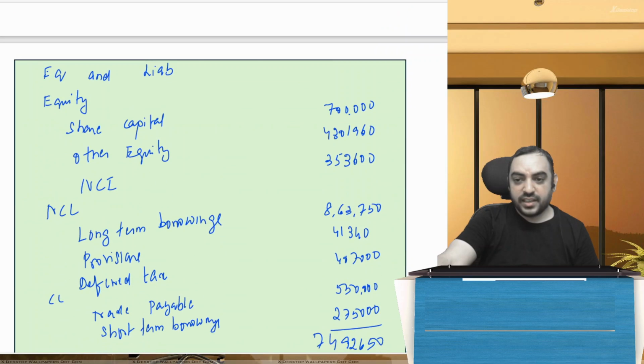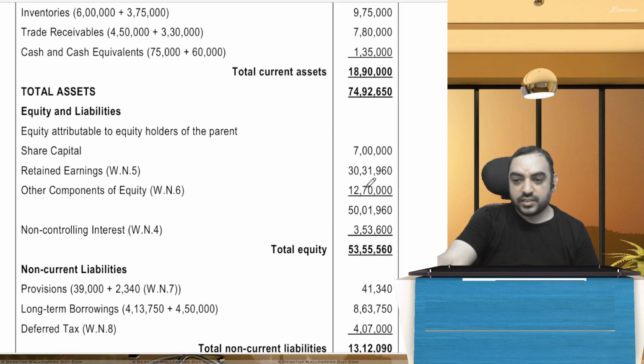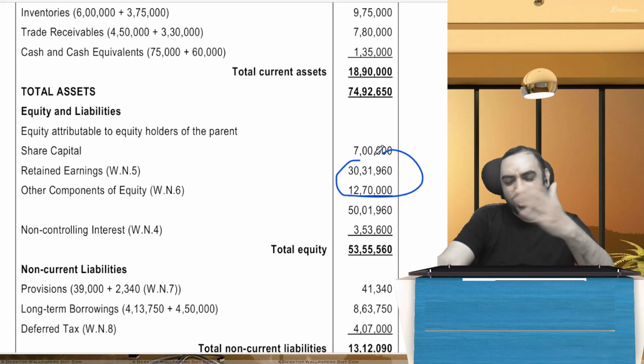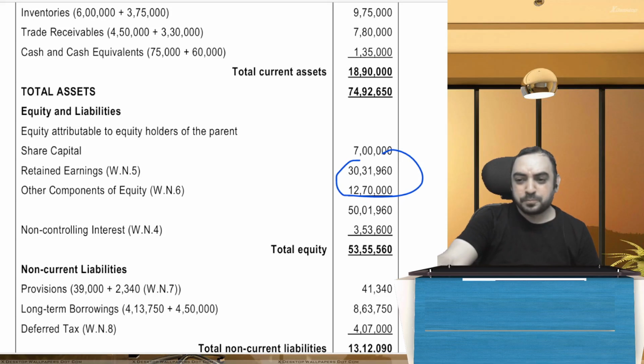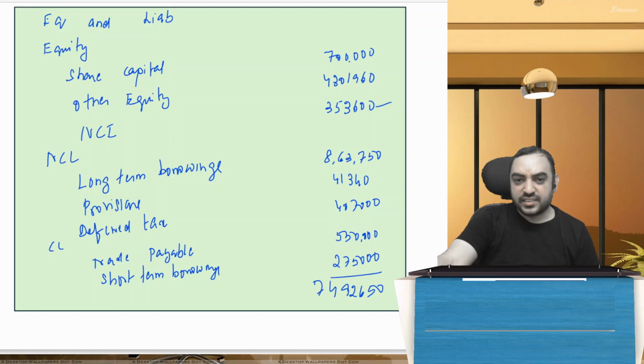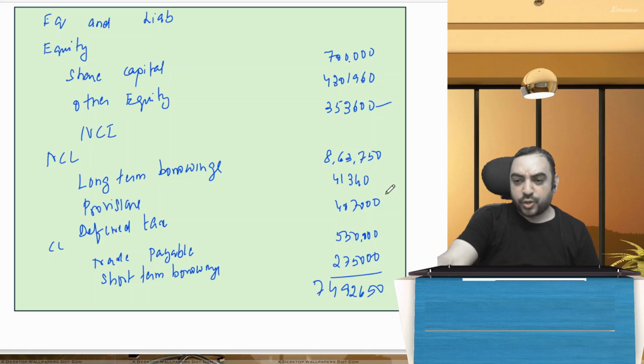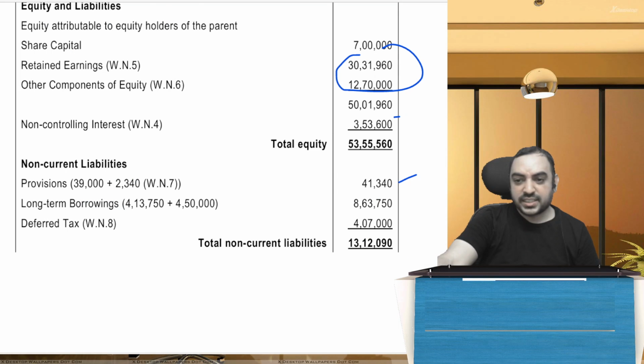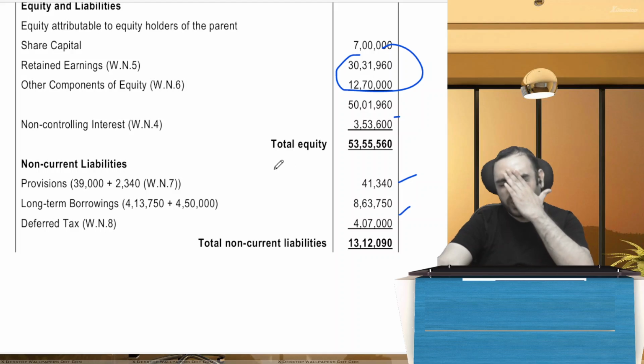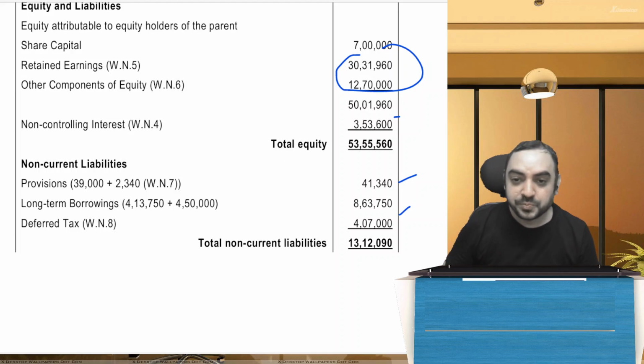Coming to the liability side, 7 lakh, 43 lakh 1,960. They have given it separately, but the total is 43 lakh 1,960. Then NCI 3 lakh 53,600. Provision 41,340, deferred tax 4 lakh 7,000. So all the amounts are matching.